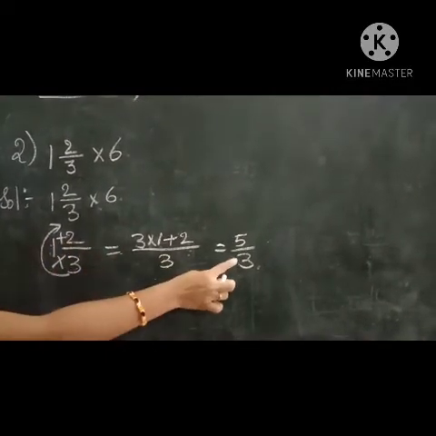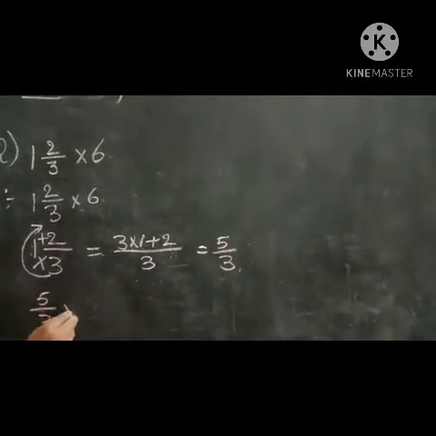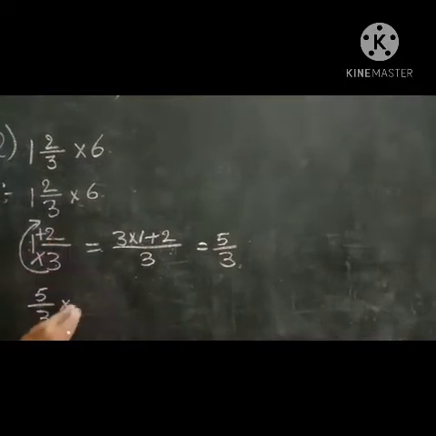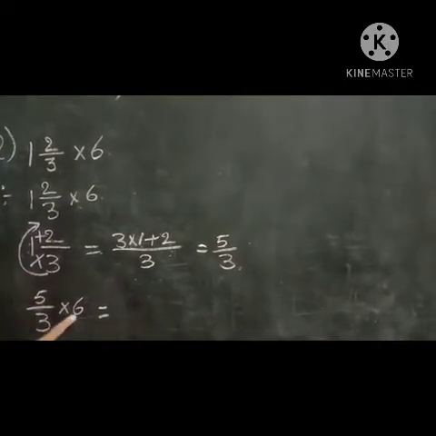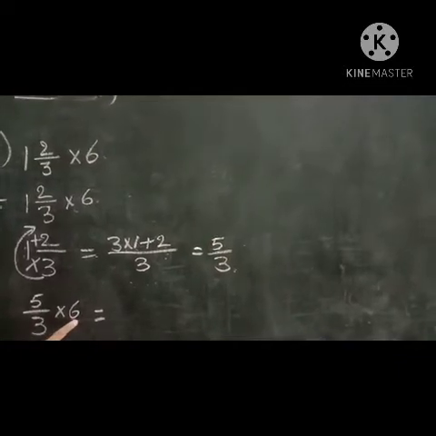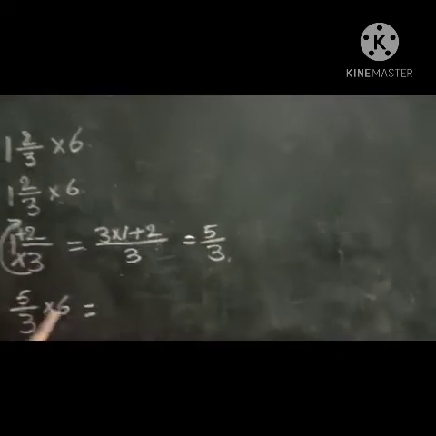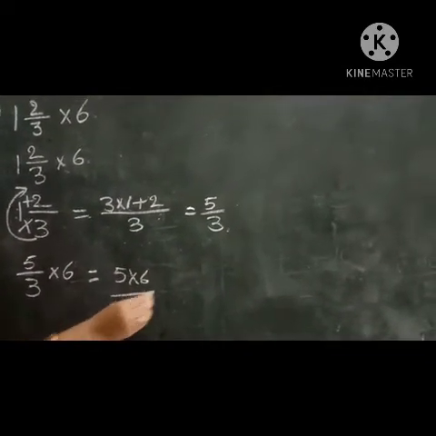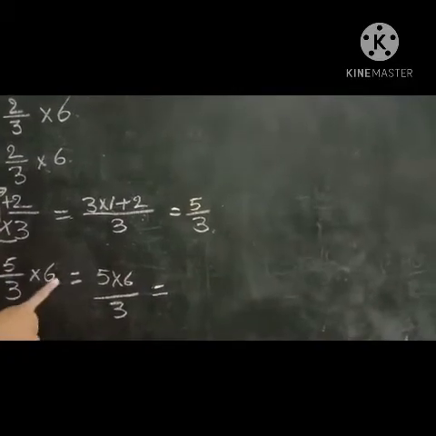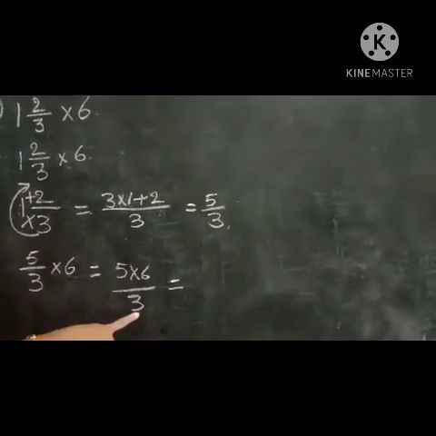Okay, what is the answer here? 5 by 3. Right, here 5 by 3 into, what is the number here? 6. How to multiply this? We have to multiply the numerator and the whole number. This is a whole number, no? These two numbers we have to multiply. So 5 into 6 by, what is the denominator? 3, no? Right, here 3.